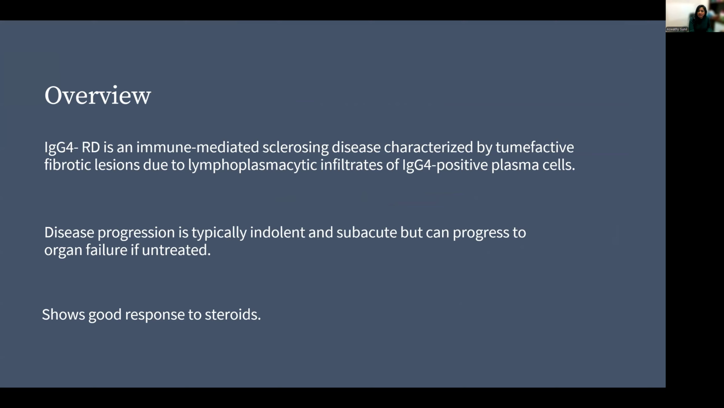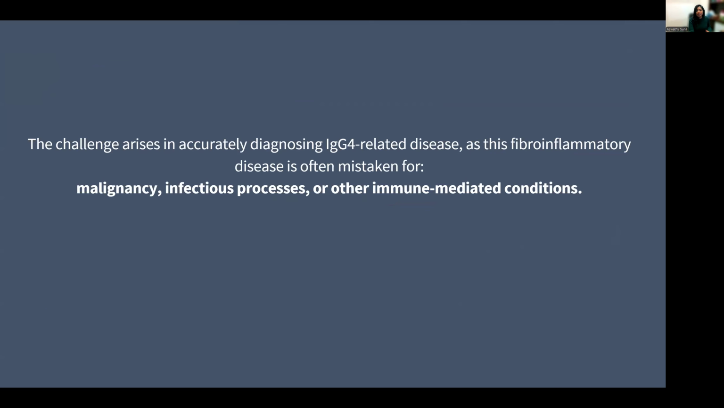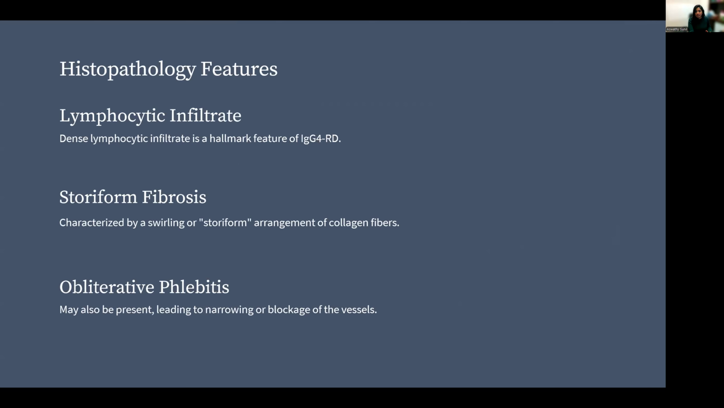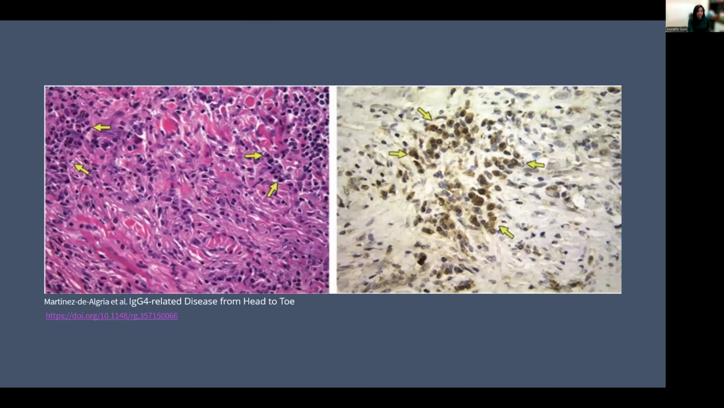The disease progression is usually indolent, but can progress to organ failure. They show good response to steroids. The challenge is to accurately diagnose the disease, as it can often be mistaken for malignancies, infectious processes, or other immune-mediated conditions. The histopathological features include lymphoplasmacytic infiltration, storiform fibrosis, and obliterative phlebitis.